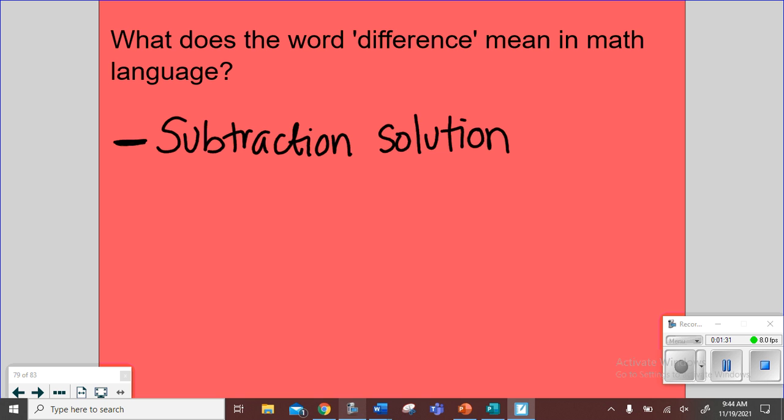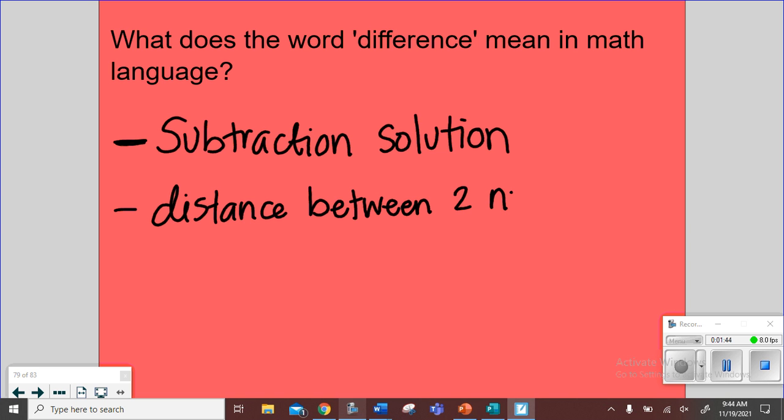It's the distance between two numbers. It is the distance between two numbers. Okay. The distance between two numbers. Because when we do our number line, that's what we're trying to figure out. What is that distance between these numbers? That's what we're measuring when we are subtracting.